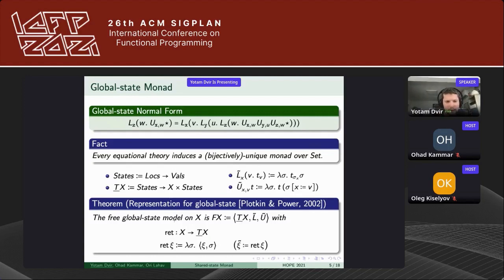And once we have this model, we get bind automatically. So we have the carrier, we have return, and thanks to properties that bind has to satisfy in relation to these interpretations, bind is given for free. And note that we'll use this notation for the rest of the talk. Okay, so all of this was global state. Now let's look into shared state and see what changes.